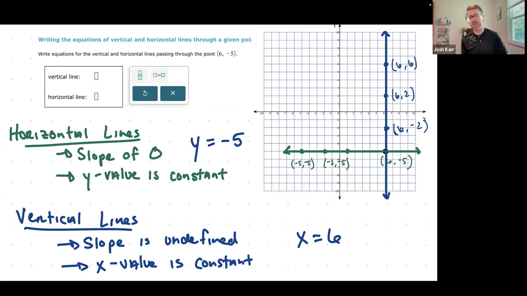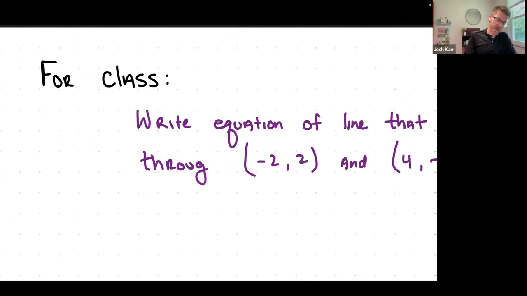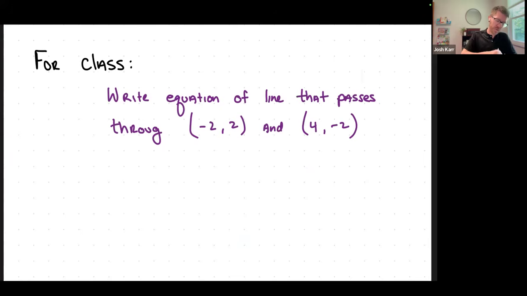Go ahead and make sure that you give those a try in your homework, but also for class, I've got one last problem for you. To bring to class, I want you to practice one from the last video: writing the equation of a line given 2 points. I missed an H, let's fix that. Write the equation of a line that passes through -2, 2 and 4, -2. We would love that in slope-intercept form. All right, bring any questions you have in class. Great job again. I'll see you next time.